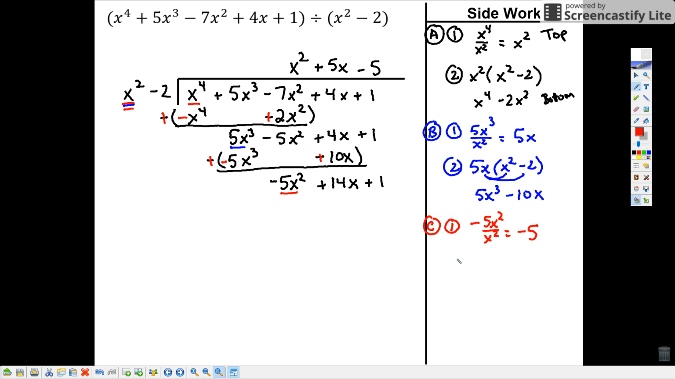Then in step 2, I'm going to multiply that negative 5 by our divisor, which is still x squared minus 2. And then I'll distribute. So that's negative 5x squared plus 10. Now I'm going to go ahead and put that on the bottom. Remember, like terms need to match up. So I get negative 5x squared, and then I'm going to put a plus 10 underneath the 1.